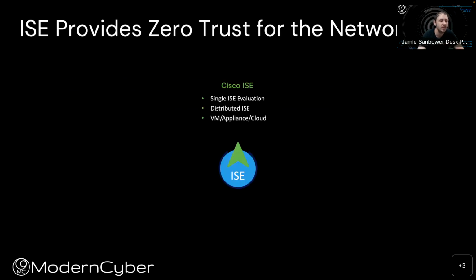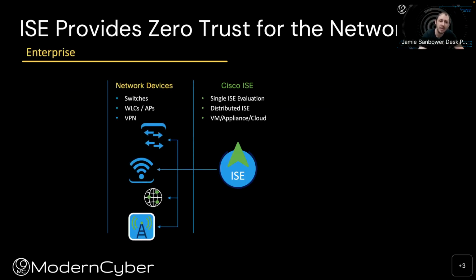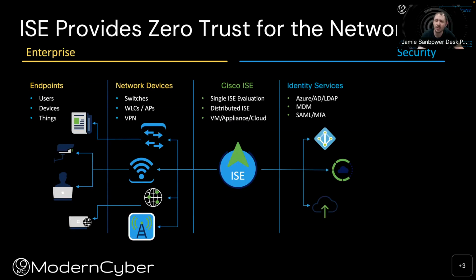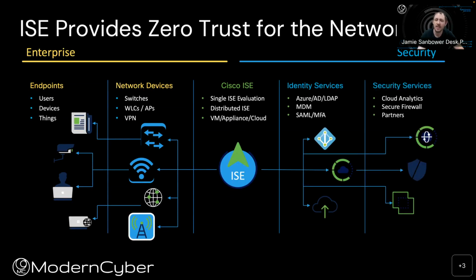Just to do a quick summary on why ICE is extremely important to Zero Trust for the network, it starts with being able to authenticate every user, device, and thing that's connecting to wired, wireless, or VPN. Hopefully, all of you have heard of ICE in the past. Where it becomes extremely helpful is the integration.